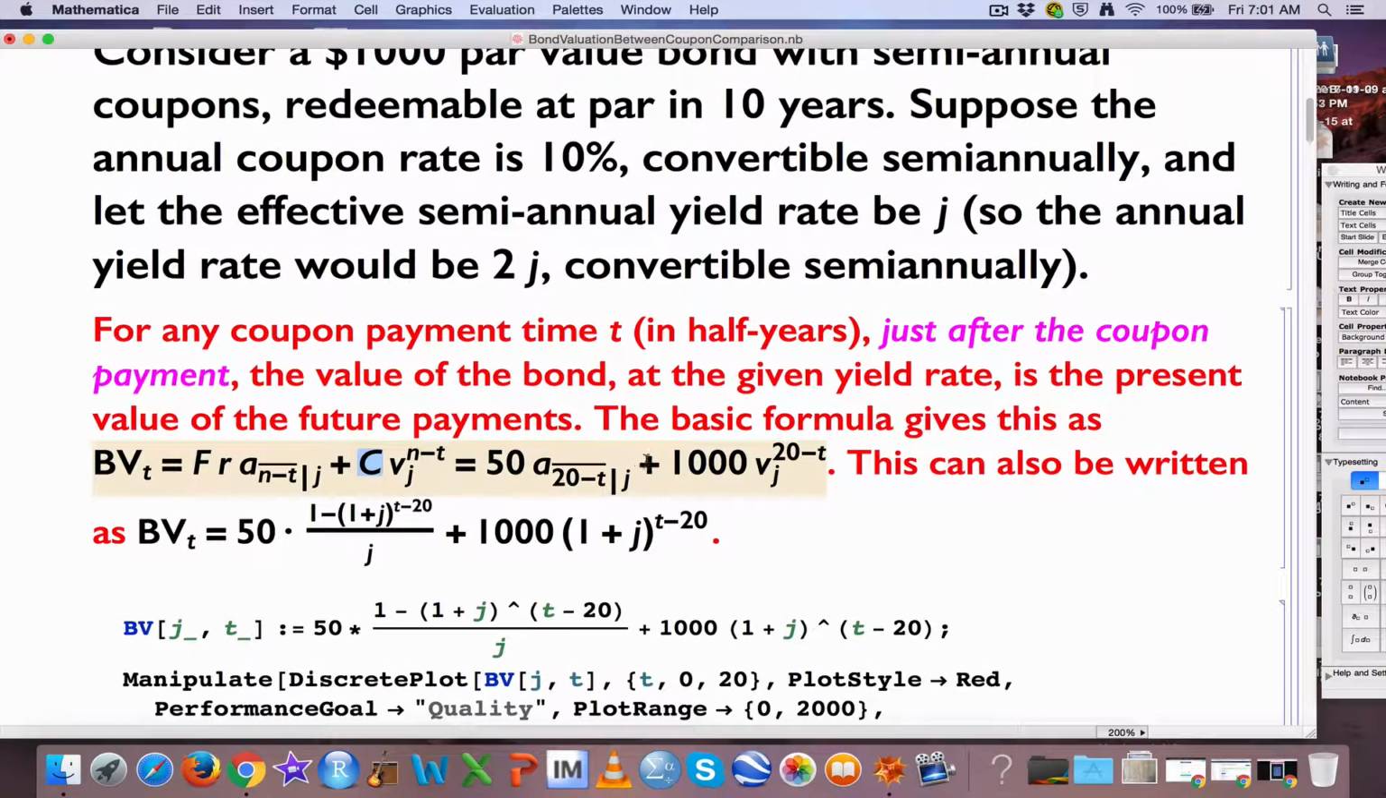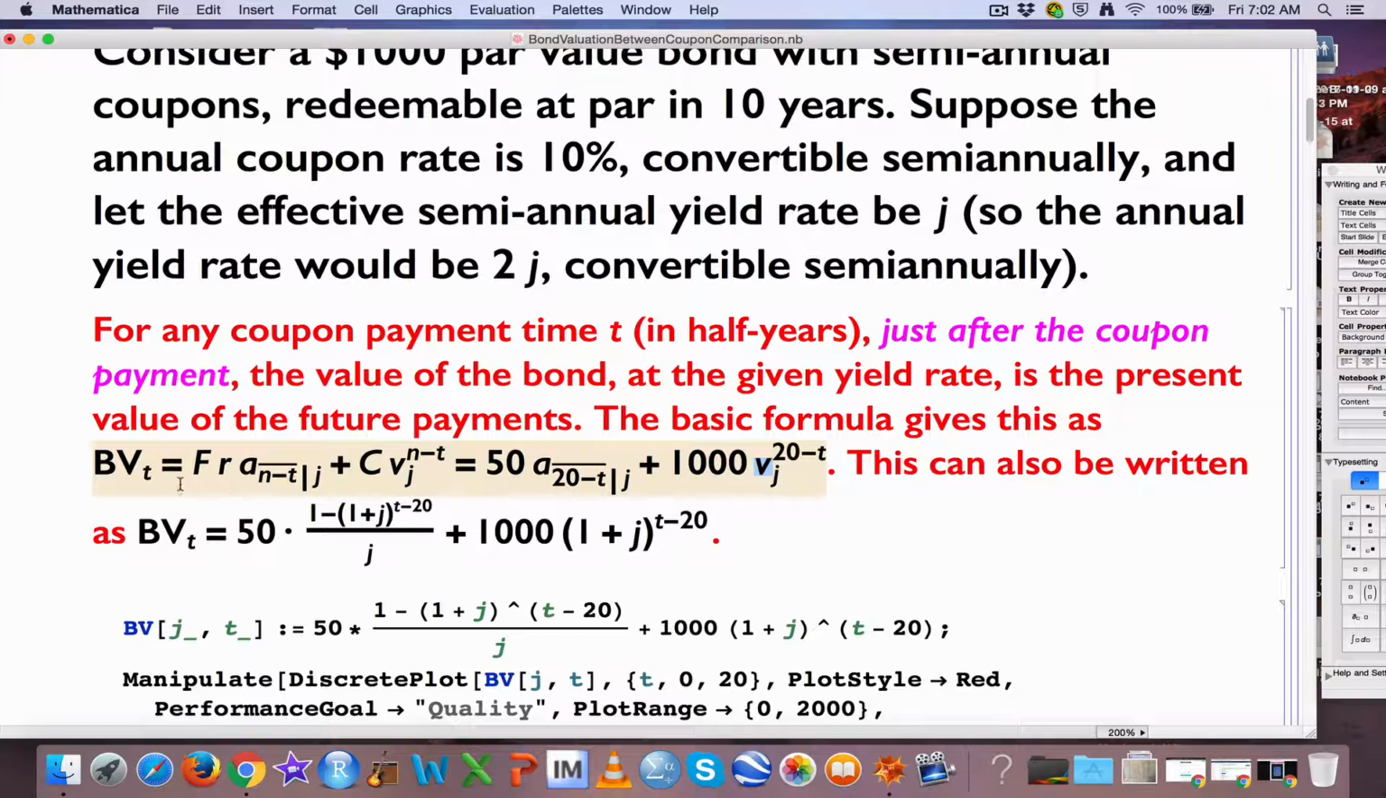C is the redemption amount. It's redeemable at par, so there's 1,000 there. You've got your annuity immediate symbol here. So this is going to be the present value of all the coupons right there. And this quantity is going to be the present value of the redemption value. v, as usual, is the reciprocal of 1 plus j. It's 1 plus j to the negative 1 power.